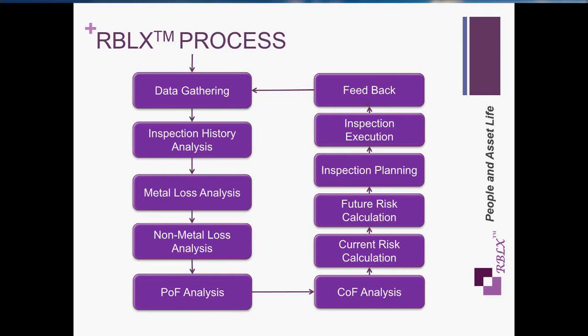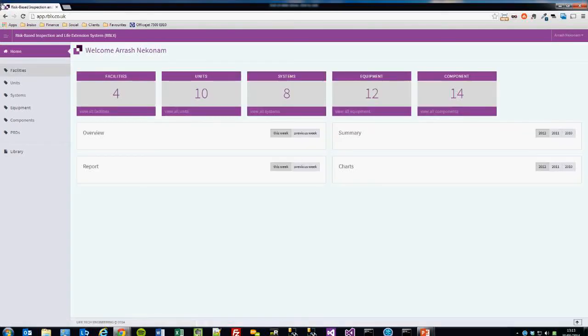The process that we follow in RBLX is the following diagram. So we start with the data gathering phase, moving into inspection history analysis. Then we look at the metal loss. Then we look at the non-metal loss analysis. At the end of all that, we come out with a probability of failure for the metal loss and all the different non-metal loss damage mechanisms. We finally analyze the consequence of failure, taking that consequence and probability together to work out our risk. Current risk, that is, and then we look at what the future risk looks like in order to determine our inspection plan. And once we've done the inspection plan, obviously the inspection is then executed and the whole process is repeated once again. So I'll now proceed to demonstrate to you the actual software application itself.